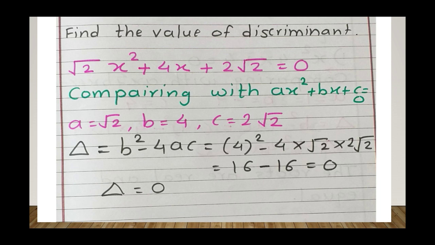4 square is 16 minus 16. When you solve 4 into root 2 into 2 root 2, we get 16 there. Therefore, 16 minus 16 is equal to 0. Therefore, delta value is 0. That is, b square minus 4ac is 0.